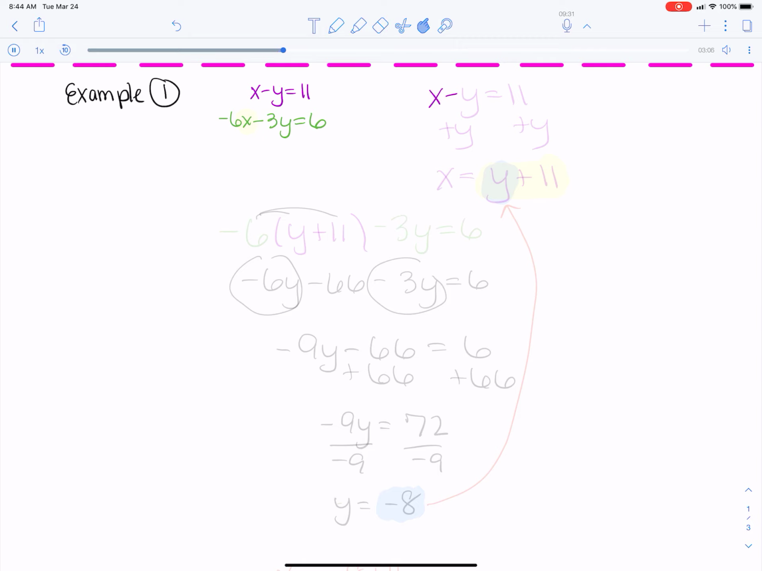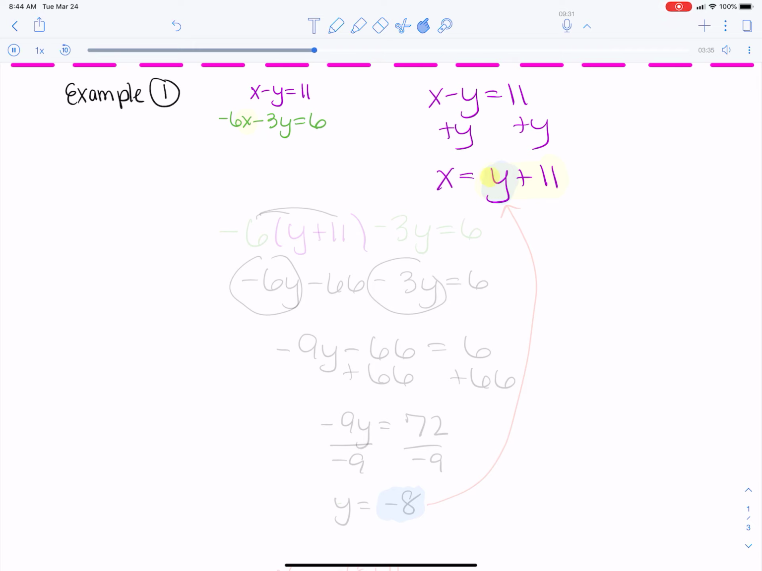So I'm going to take x minus y equals 11, and I'm going to either solve for x or solve for y. You want to use whichever is easier. I'm going to say the x is easier because if I solve for y, I get a negative y, and I want to keep my variable positive. So I'm going to add y to both sides, so we get x equals y plus 11. Now that we've isolated a variable, we got x by itself.